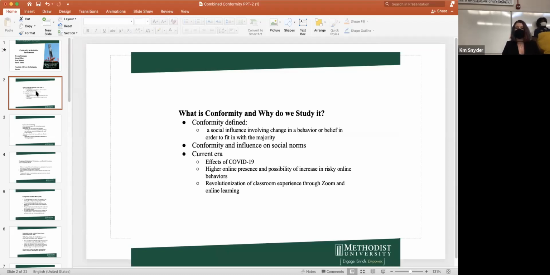In the current era, we really need to focus on the effects of COVID-19 on levels of conformity, because COVID-19 has driven people to have such a higher online presence. This has the possibility of increasing risky behaviors in the online environment. Especially so, we have Zoom and the revolutionization of the classroom experience through Zoom and online learning, which further increases the amount of people that have an online presence due to COVID-19.